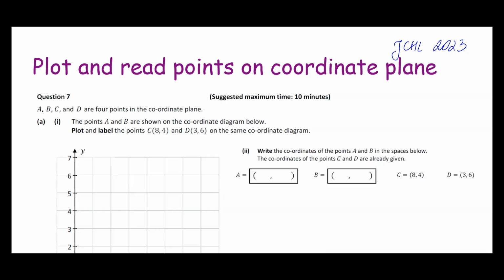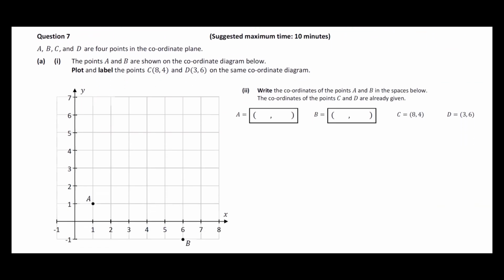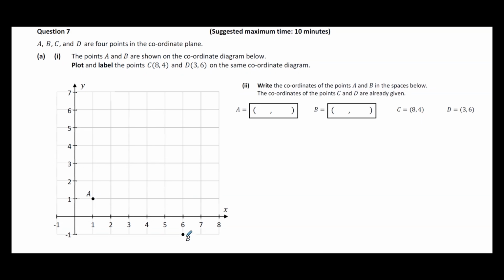So the most basic things with coordinate geometry is how to plot the points and how to read the points. So let's see, A, B, C, and D are 4 points in the coordinate plane. The points A and B are shown on the coordinate diagram below, and we can see that here we have point A and point B. Plot and label points C and D.